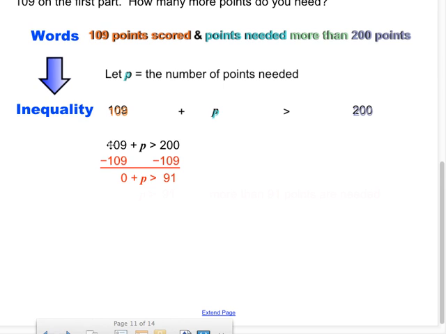Okay, and then Jakari, this 0 plus p. What's 0 plus p going to become? It's just going to become p. So we need more than 91 points.